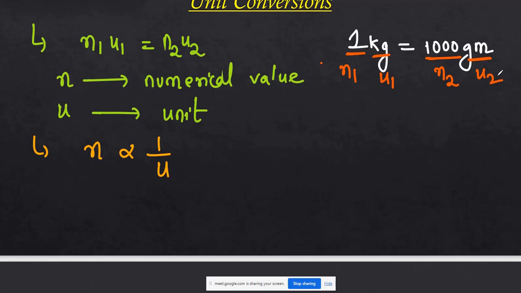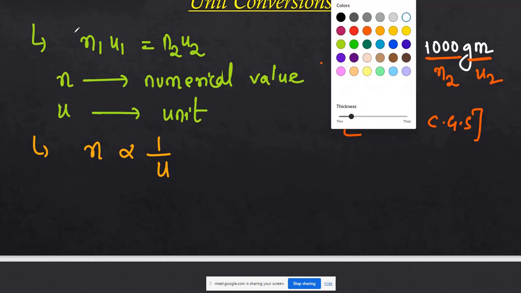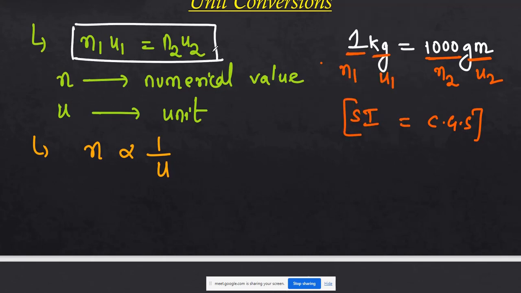You are converting SI unit into CGS unit, CGS unit into SI unit. 1 meter is 100 centimeter, 1 kilometer is 1000 meter. What is all this? This is nothing but unit conversion. You are converting SI units into CGS units. And when you are doing that, what is the formula that we get? This is the formula we get. Number into unit is equal to number into unit. N1 U1 is equal to N2 U2. Is this clear? First point.